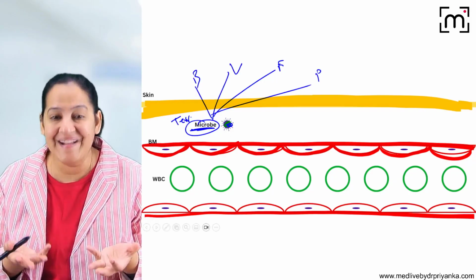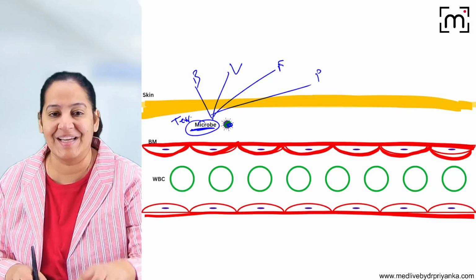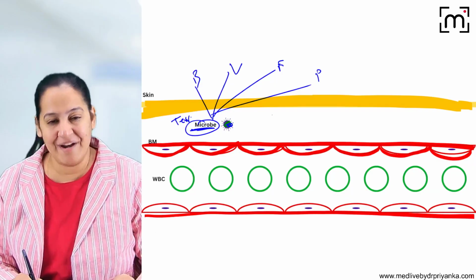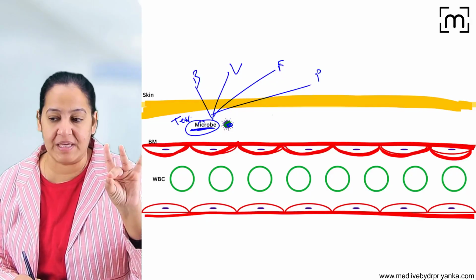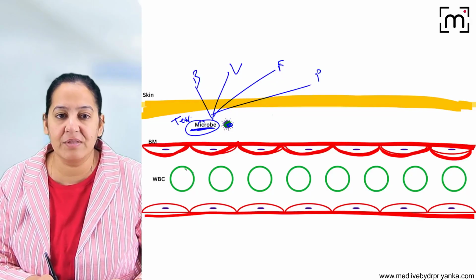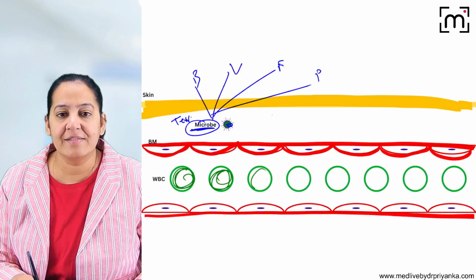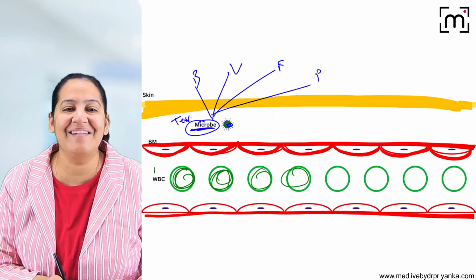So where is the army? The army is the WBC. It is present inside the blood vessel. In the blood vessel, we have three types of cells: RBC, WBC, platelet. Currently, I'm interested in WBC. I'm not interested in RBC and platelet. So all these green colored cells, can you see? This is my army. I mean, this is the WBC.